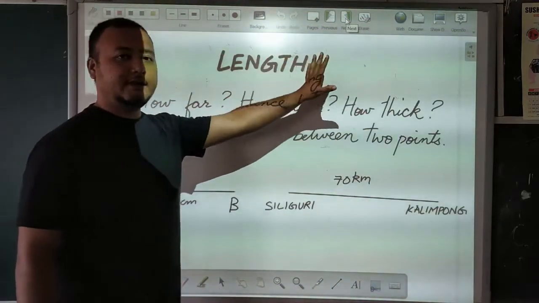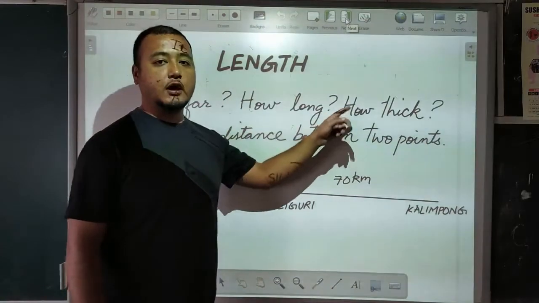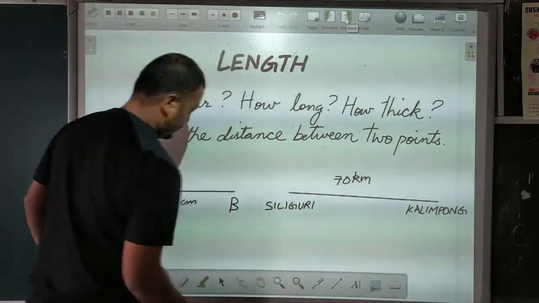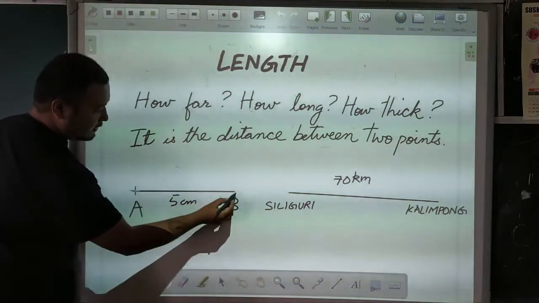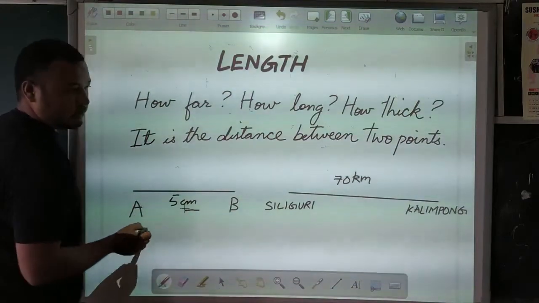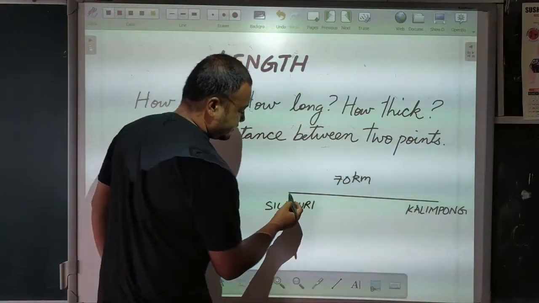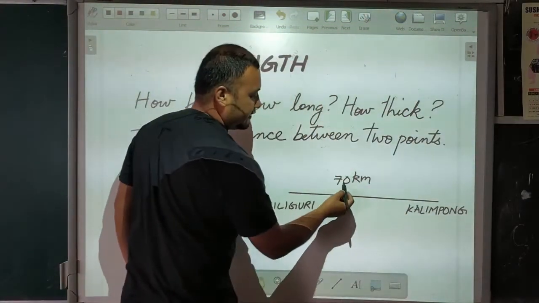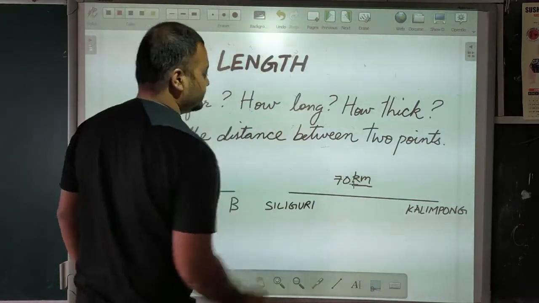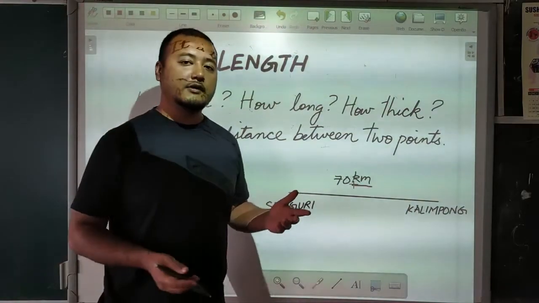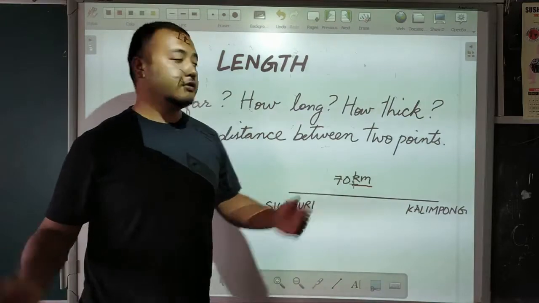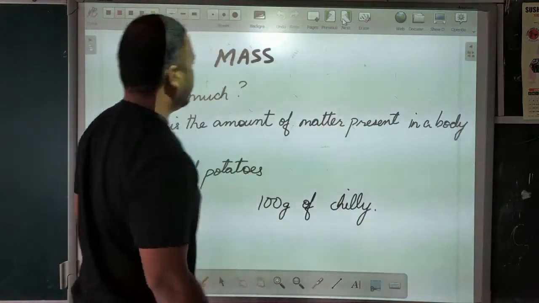Now length means how far, how long, how thick. Okay. So it is the distance between 2 points. So right here, the distance between point A and point B is 5 centimeters. Okay. So centimeter is the unit of length. Here, the distance from Siliguri to Kalimpong is 70 kilometers. Here again, another unit of length, kilometers. So length is nothing but how far a point is from another point, or what is the distance between 2 points.